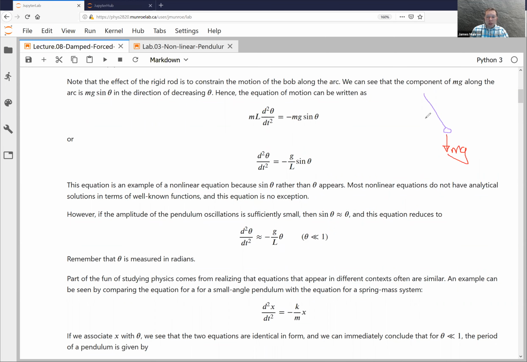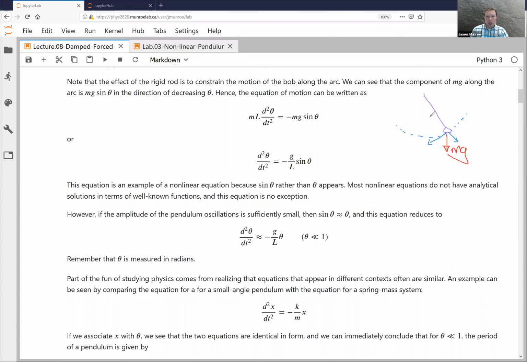However, you have to split it into components. We split it into components because the motion is constrained to be on this path. So we split it into a component which is at right angles to the motion and the direction of the motion. This component right here is exactly balanced by the tension on the rod. It's not involved in the movement, and it's only this component right here that's involved in making a pendulum swing back and forth.